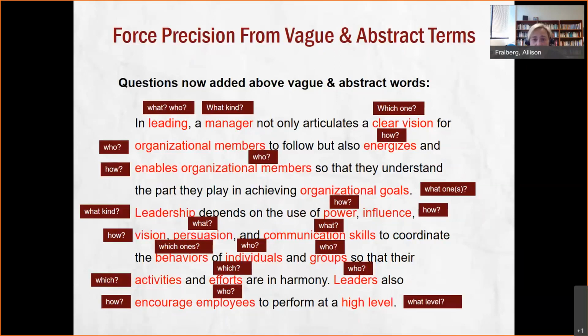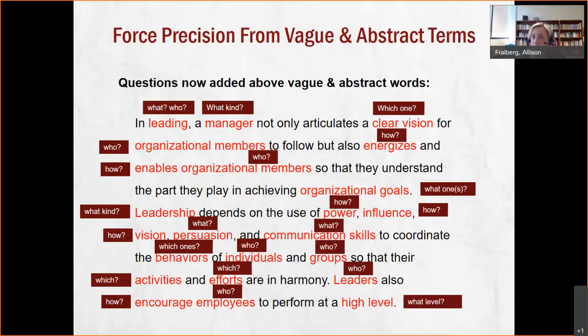Organizational members to follow, but also energizes. How? How are people getting energized? And enables. How are people being enabled? And we still have this weird organizational members term, so that they understand the part they play in achieving organizational goals. Which goals? Can't be vague about it. There's a vision, there are goals. What are they?